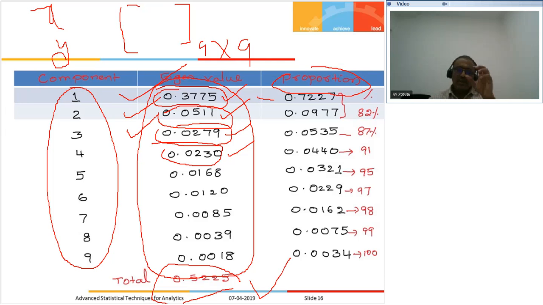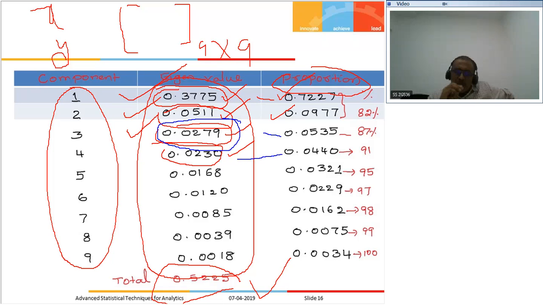Now, what is the contribution of the first eigenvalue in this? Lambda 1 divided by the sum of all eigenvalues, 0.3775 by 0.5235, gives 0.7227. Similarly, 0.0511 divided by the total variation gives this. 0.0279 divided by the sum of all eigenvalues gives this. Similarly, 0.0230 divided by the total variation gives this. Like this we have.